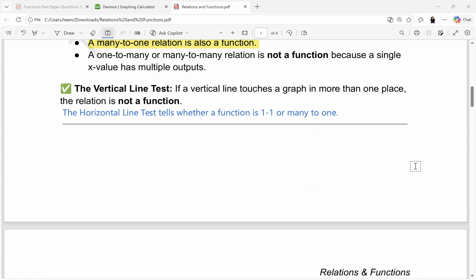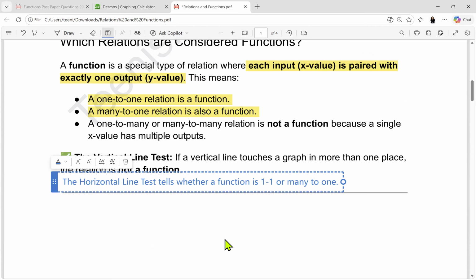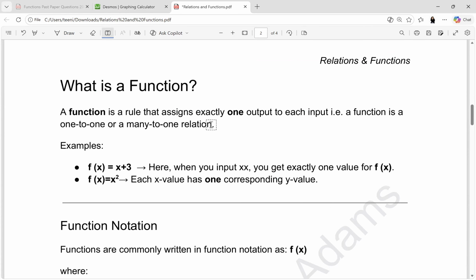Okay. So the two tests that are important with functions are the vertical line test, which determines whether a graph is a function or not, and the horizontal line test, which tells us whether a function is one-to-one or many-to-one. Right? Okay, so a function is a rule that assigns exactly one output to each input. That is, a function is a one-to-one or many-to-one relation. That's what we just spoke about.